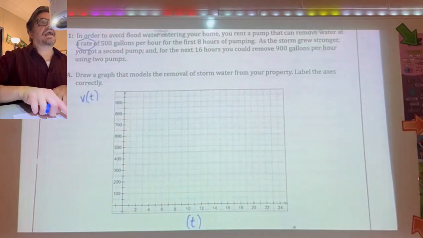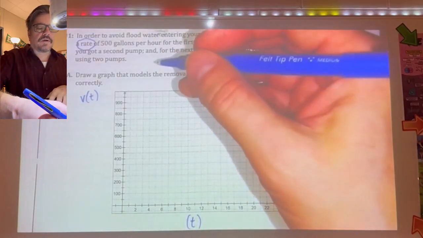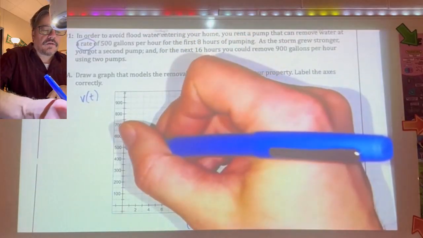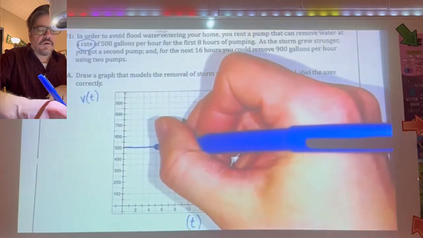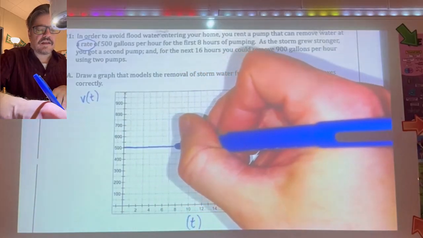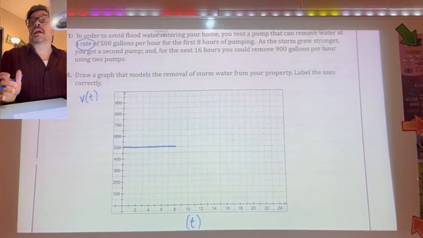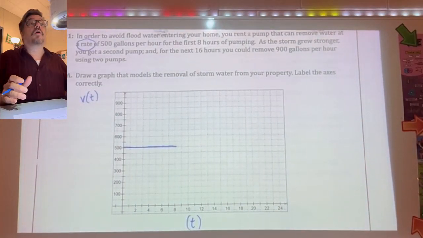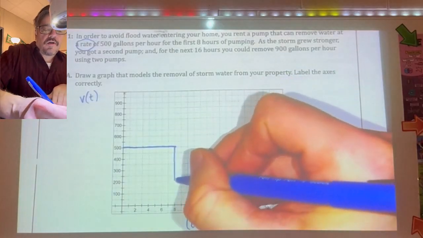For the first 8 hours, from 0 to 8, they were taking out 500 gallons. It kept going: the second hour, third, fourth, fifth, sixth, seventh, eighth. Would you agree that was a consistent rate? It's a machine. It's going to pull that much water out for 8 hours. What we're going to do is graph that.